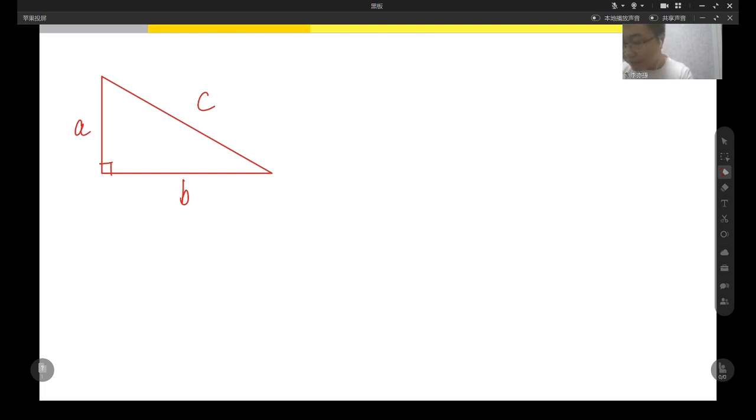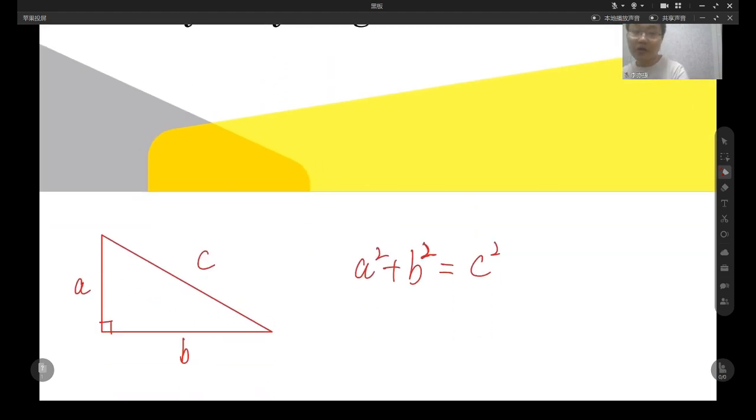And we have the sum of squares of the vertical and horizontal sides will equal the square of the hypotenuse. So this is what we call the Pythagorean theorem, right?